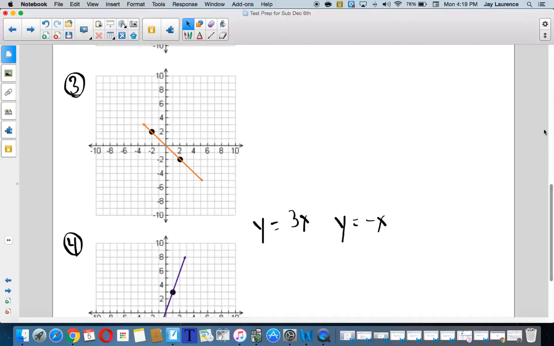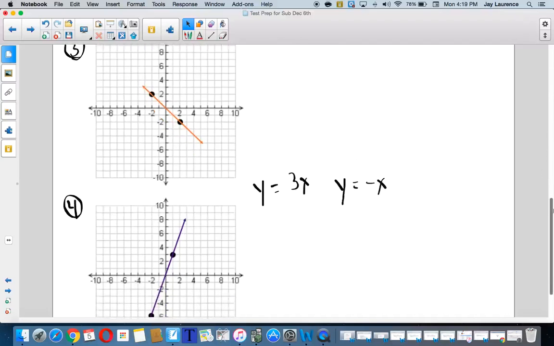All right. So now I got to figure out which one of these equations goes with which graph. I can't speak, but that's okay. You guys know that already. So let's figure this out here. Let's find the slope of this purple line, number 4. It goes through the origin, and I rise 1, 2, 3, and then I run 1. Looks like it has a slope of 3. 4 goes with y equals 3x.